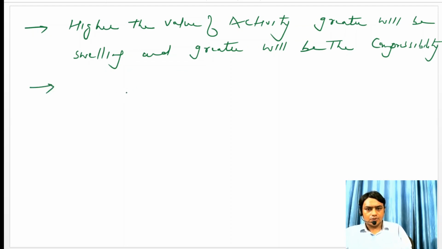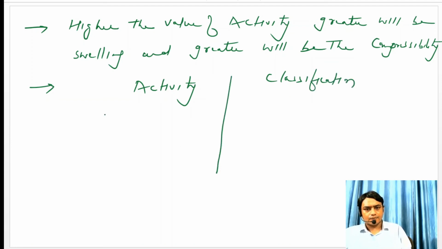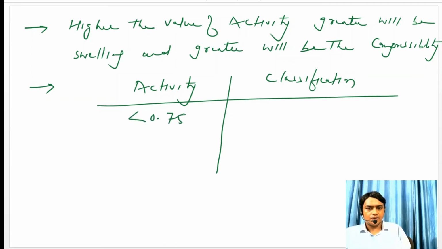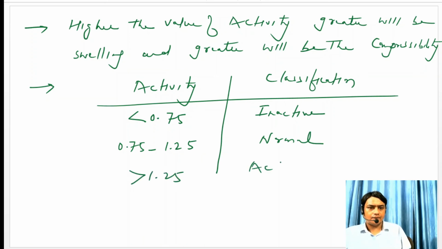So if I talk about the classification of activity: if the value of activity is less than 0.75, it is called inactive. And if the value lies between 0.75 to 1.25, then it is normal, and greater than 1.25, then it is active.